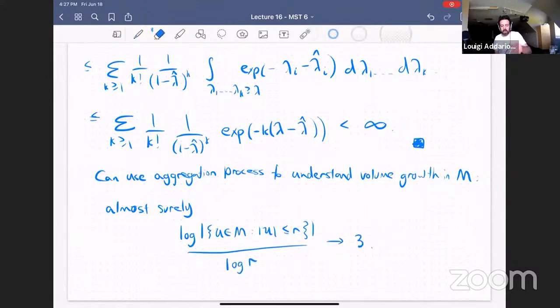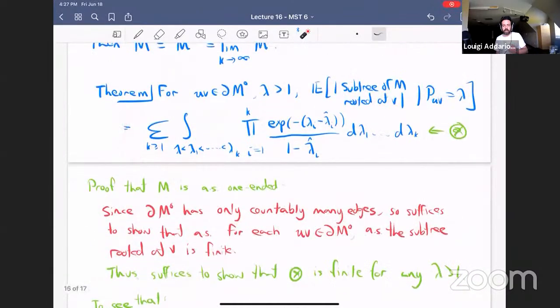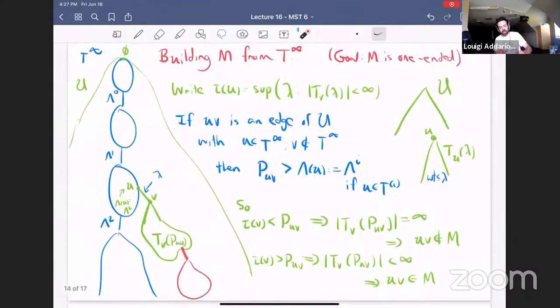This is some indication that even though it was fairly easy to bound this integral, once you find this formula for the size of the subtrees, you could show fairly straightforwardly that the whole tree was one-ended. It's a little bit delicate because whereas the tree T only has quadratic volume growth, this tree M that you build from T infinity has cubic volume growth. So really a lot of mass is being added. It just isn't being added in ways that create infinite paths.